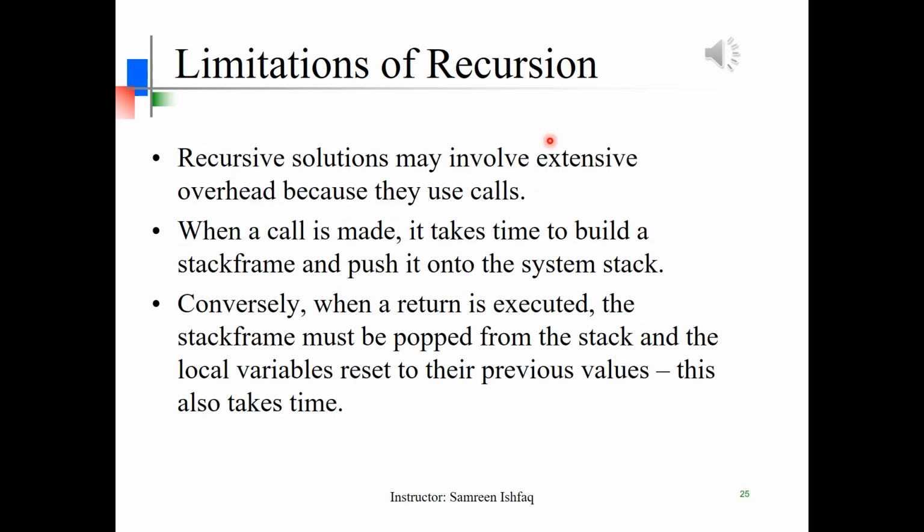Another limitation of recursion is the system call. We know that in the backend we use a stack and stack frames. So whenever we call a function, there is an extensive overhead because of the calls. When a call is made, we need to build a stack frame, and then that stack frame is pushed onto the system stack. And this will take time, and this will increase overhead on the processor. Similarly, when the stack frame is popped from the stack, the local variables must be reset to their previous position, and that will also take time. So these are the limitations of recursion.